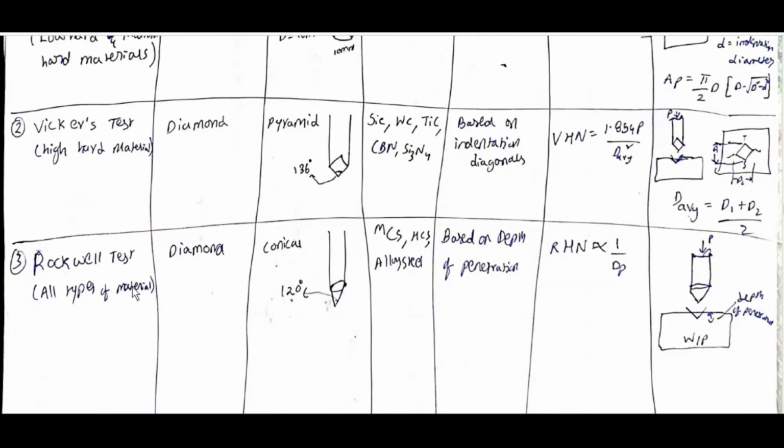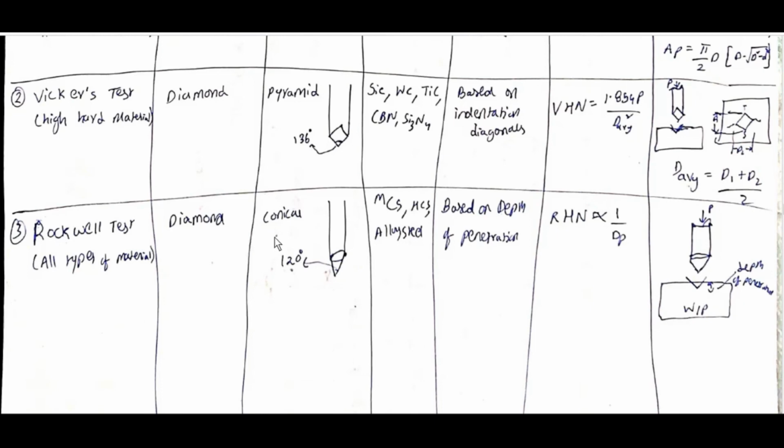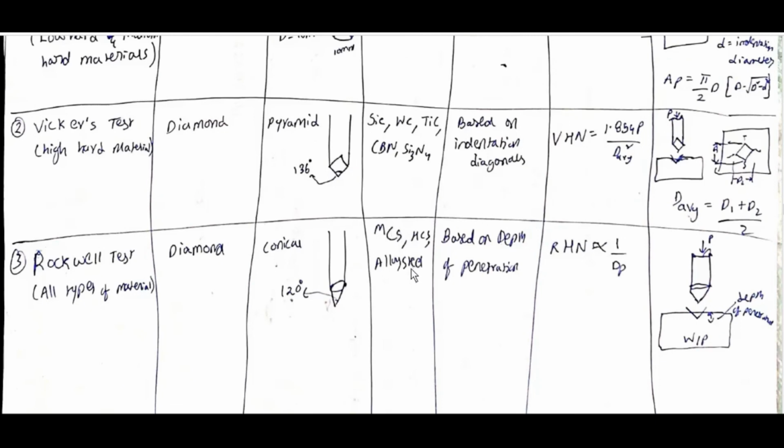Rockwell test: for all types of material, with a diamond conical tool of 120 degrees. Applicable materials are medium carbon steel, high carbon steel, and alloy steel. It is based on depth of penetration. RHN is inversely proportional to dp, the depth of penetration of the workpiece.